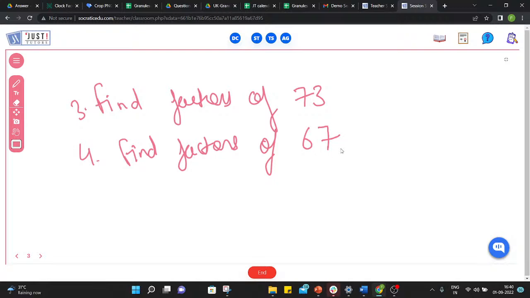Okay, so I'm going to ask you a very simple question, just for fun. What do you find easier? Do you find it easier to find the multiples of a number, or do you find it easier to find the factors of a number?